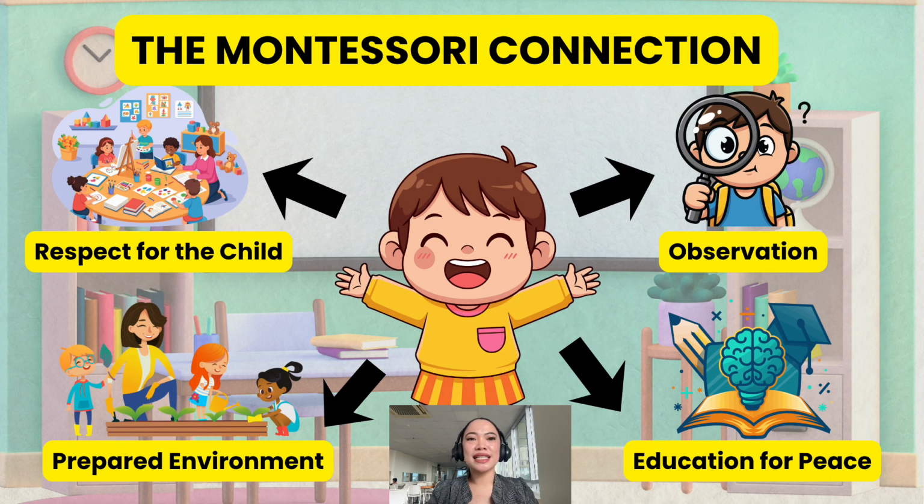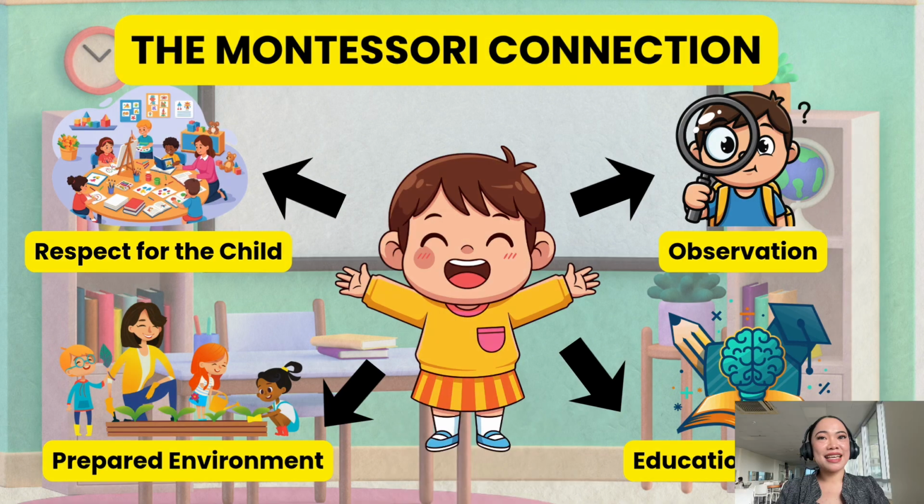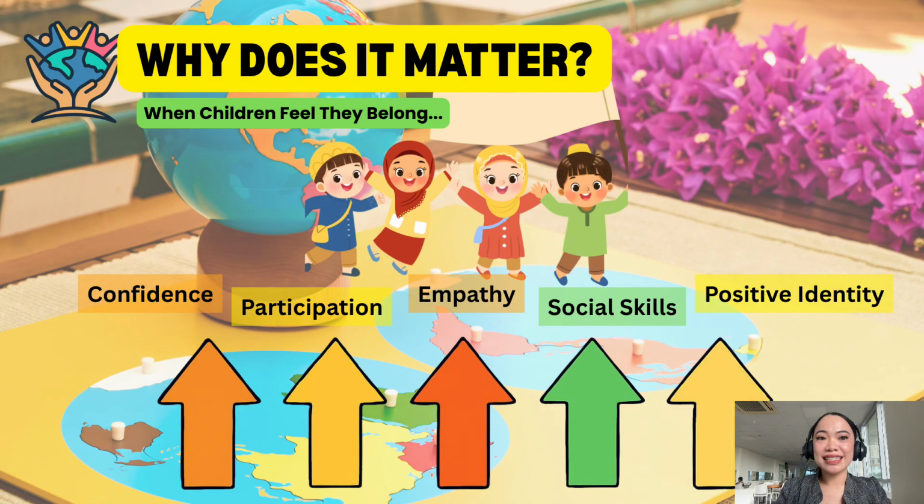Therefore, cultural sensitivity and inclusion are not separate from Montessori philosophy. They naturally support its central goal of respecting the uniqueness and dignity of every child. It can also strengthen a child's identity. When children see their language, family, or culture respected in the classroom, they receive the message that who they are matters. At the same time, children also learn empathy by interacting with people who may have experiences different from their own.